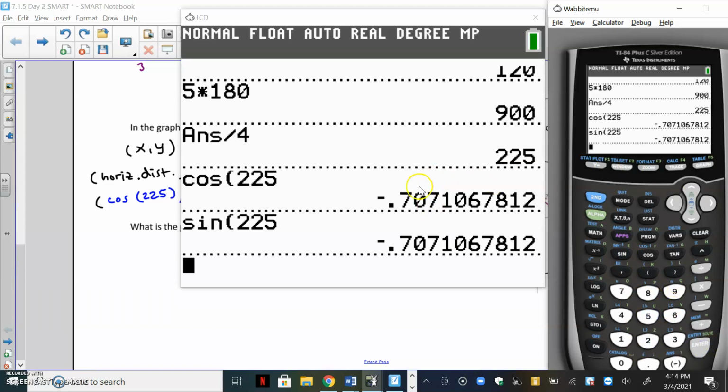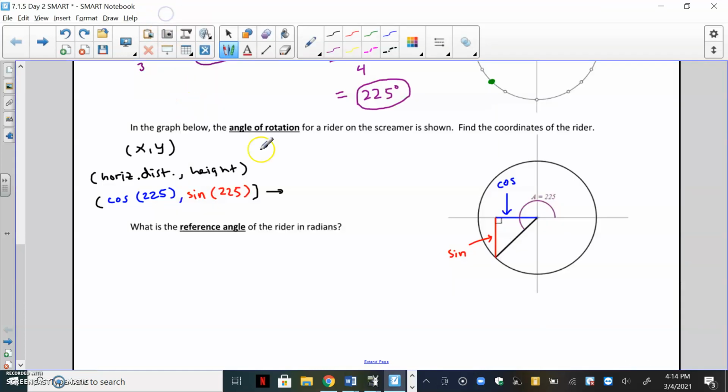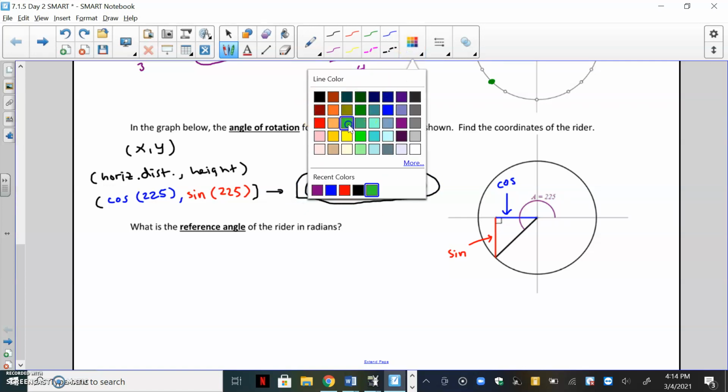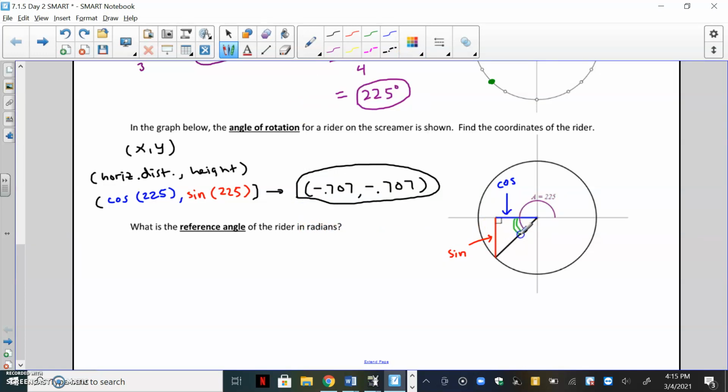So I find that my coordinates, the x coordinate is negative 0.707, and the y coordinate is the same. So negative 0.707, comma, negative 0.707. That is my answer. Now the reference angle is always referring to the angle inside of the triangle, right here, okay?